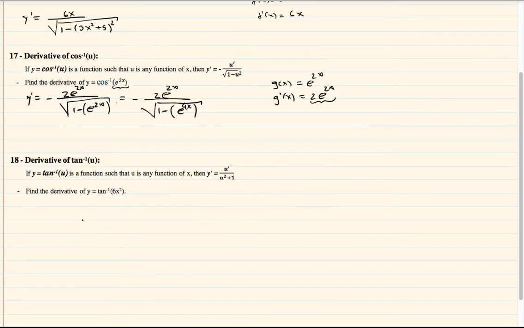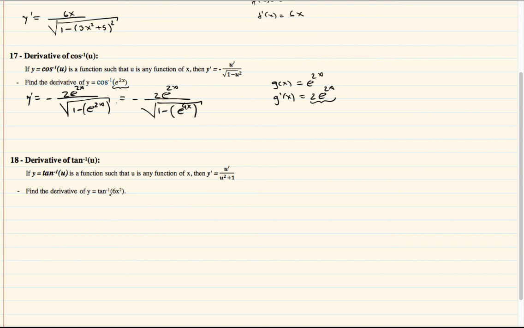The last rule from this video is the tan inverse function. So if you want to find the derivative of the tan inverse of some kind of function u, which is a function of x, what we do is differentiate the argument of that tan inverse function, and then divide by the original argument squared and then add 1.